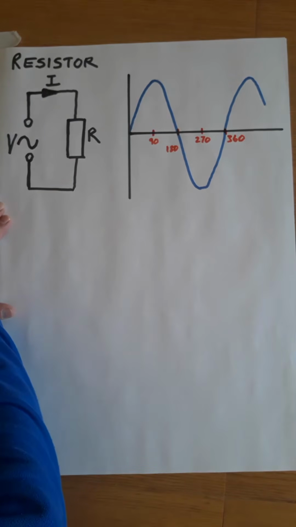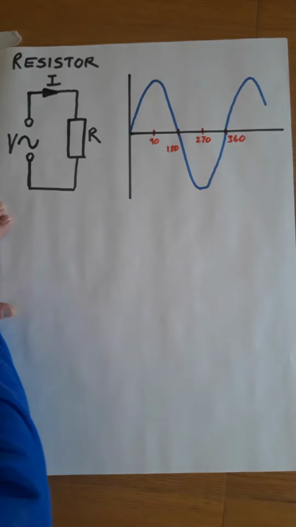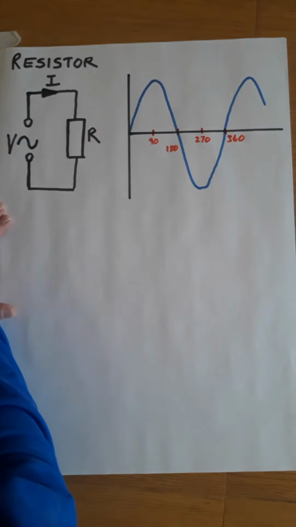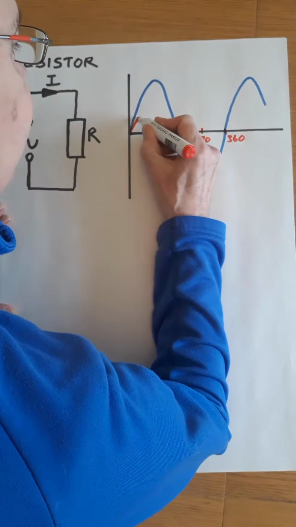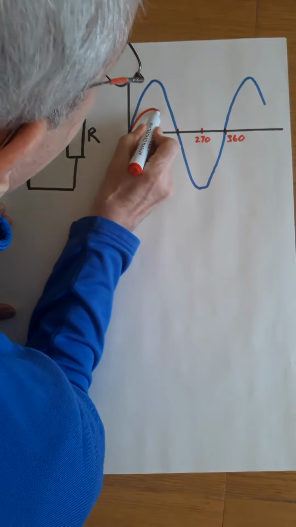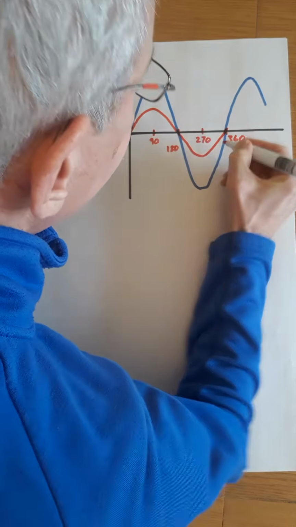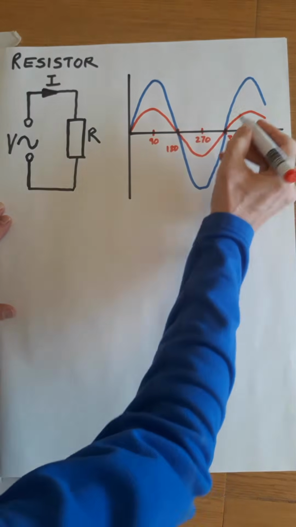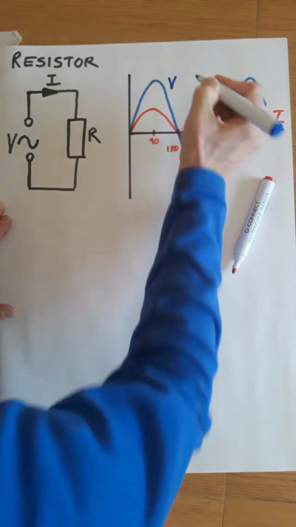Okay, so let's run through some of the basics. This is a resistor. We have resistance, voltage and current, and Ohm's law applies. At each instant that this voltage increases, the current will increase to correspond with it. So the current waveform will look something like this. Okay, so the red is the current and the blue is the voltage.